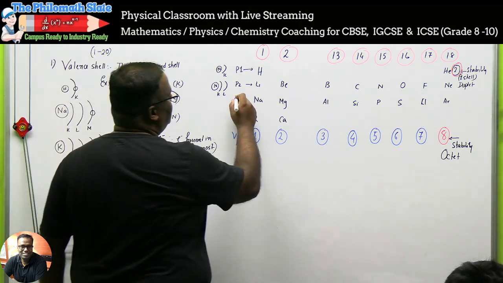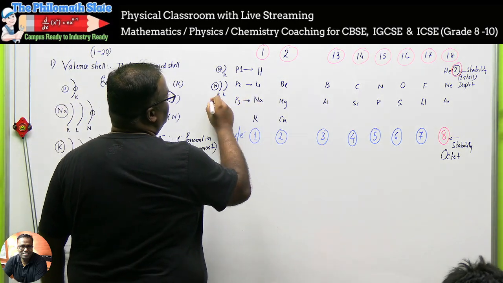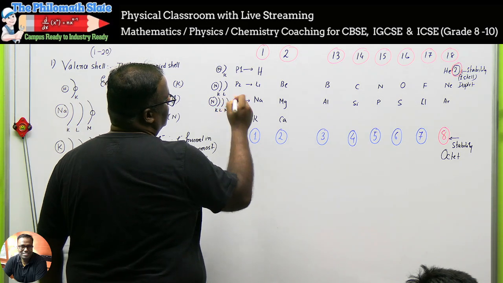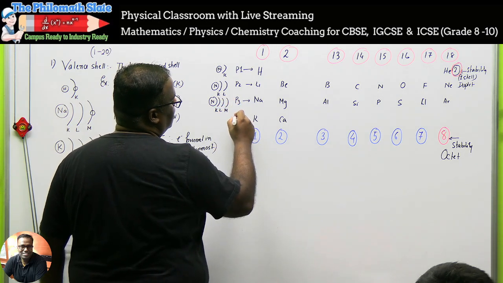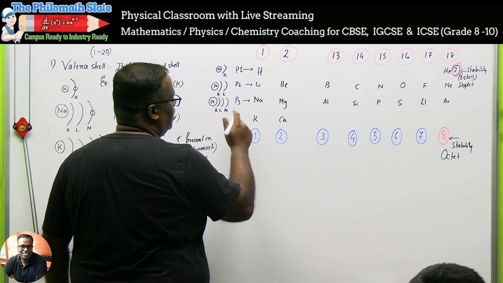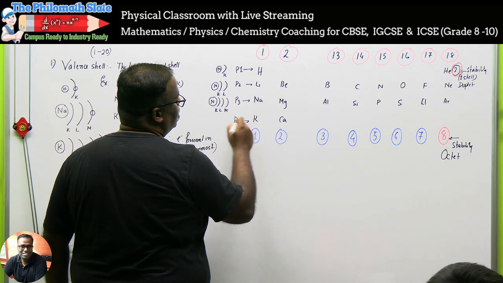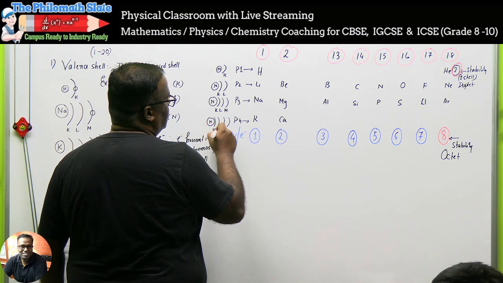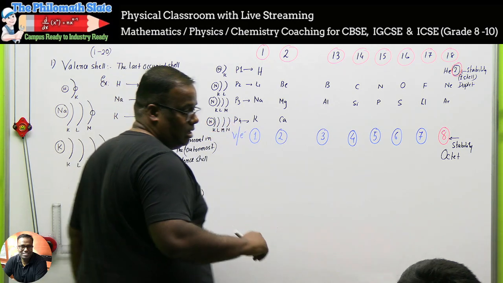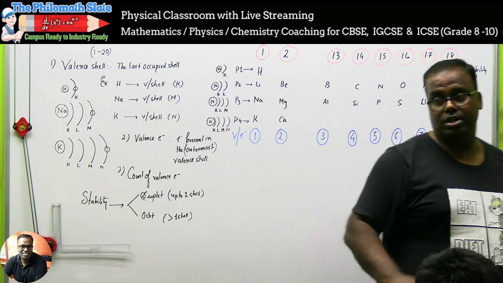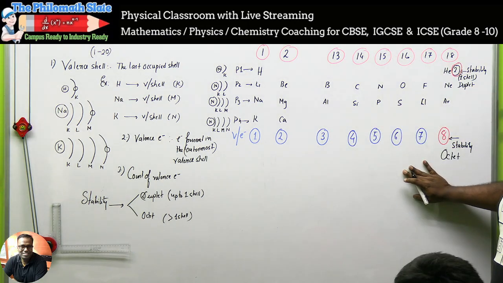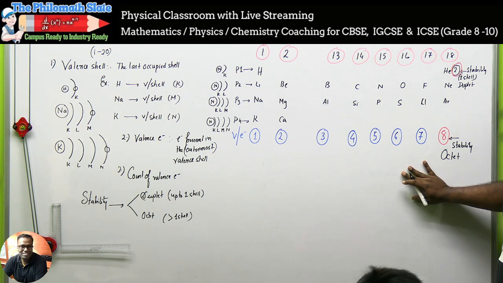This is period 3. So here it will be nucleus KLM. And this is period 4. So you have nucleus KLMN. ठीक है, नहीं समझ में आया तो लिख लीजिए, पर समझिए चीज को, KLMN, नहीं तो नेक्स्ट चैप्टर में आपको प्रॉब्लम होगा। क्लियर? KLMN.